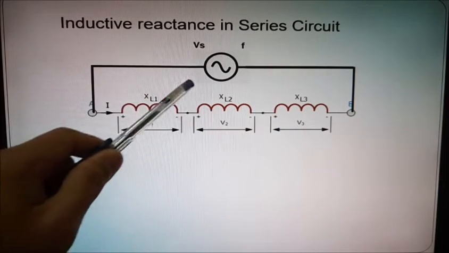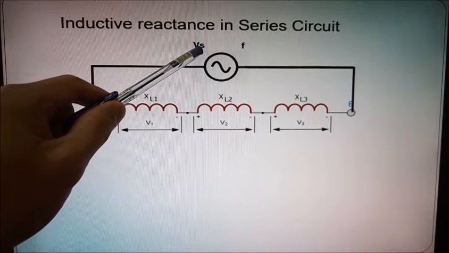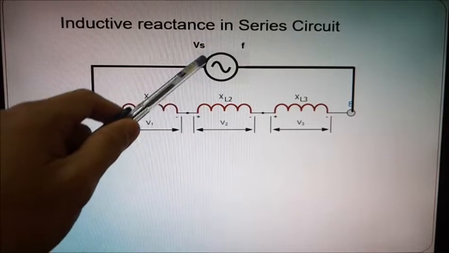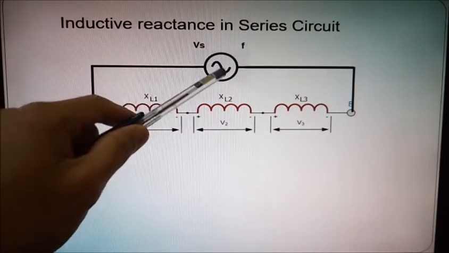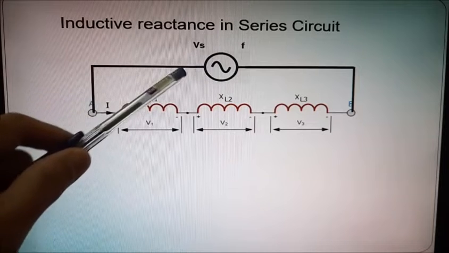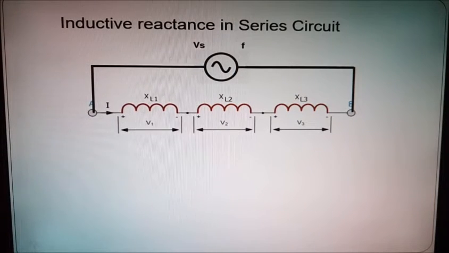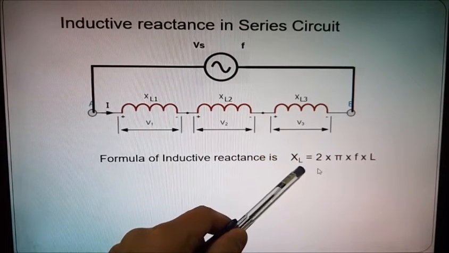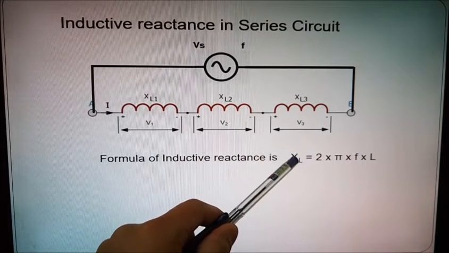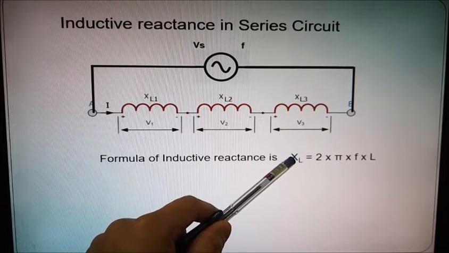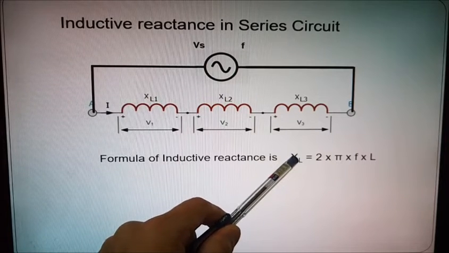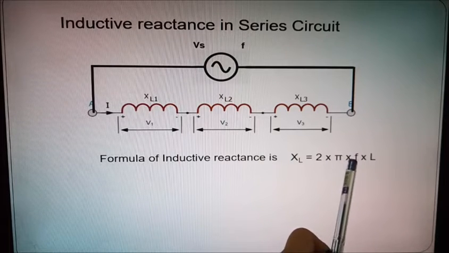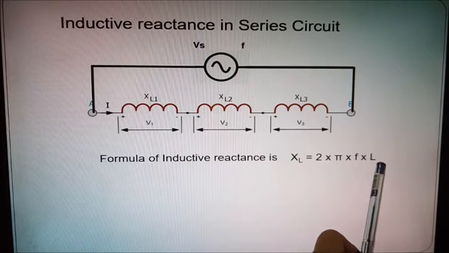In this series circuit, we have the source voltage, Vs, and the frequency. Our source voltage is AC, and this is the symbol of AC, or alternating current. The formula of inductive reactance is XL, where L means inductor and X is the reactance. XL is equal to 2 times pi times F times L.